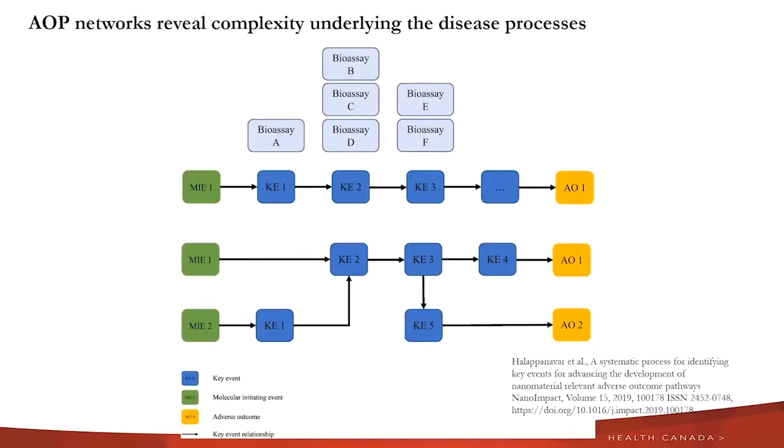In general, AOPs are linear, but multiple linear AOPs may be connected in a network, which demonstrates the complex and intricate mechanisms underlying the disease process. As you can see here, there may be multiple MIEs leading to a single adverse outcome, or a single MIE may be inducing multiple adverse outcomes. And even the intermediate KEs may be shared between the AOPs. Networks of AOPs may help strategize screening tests.